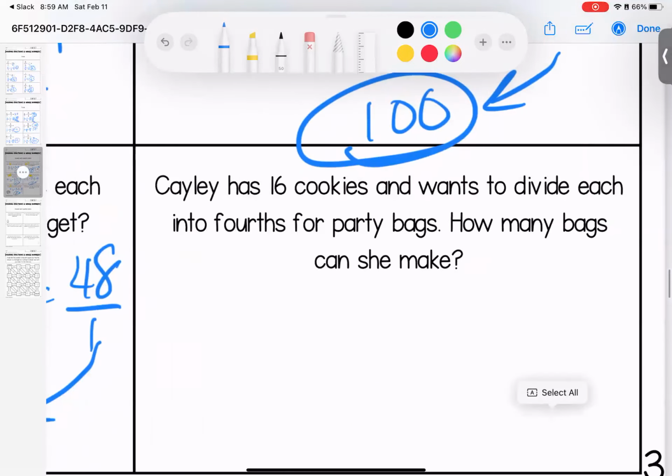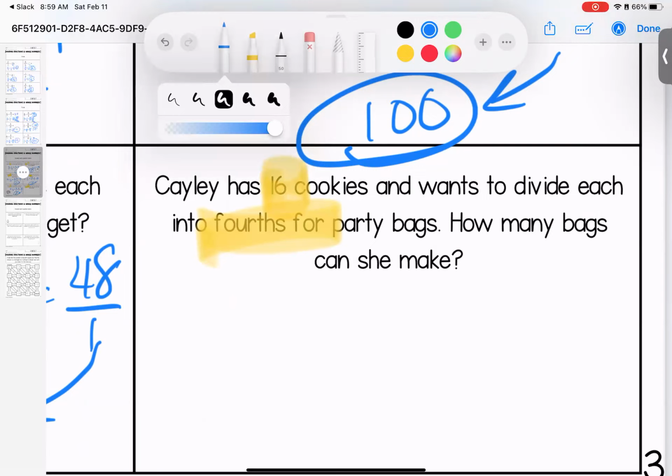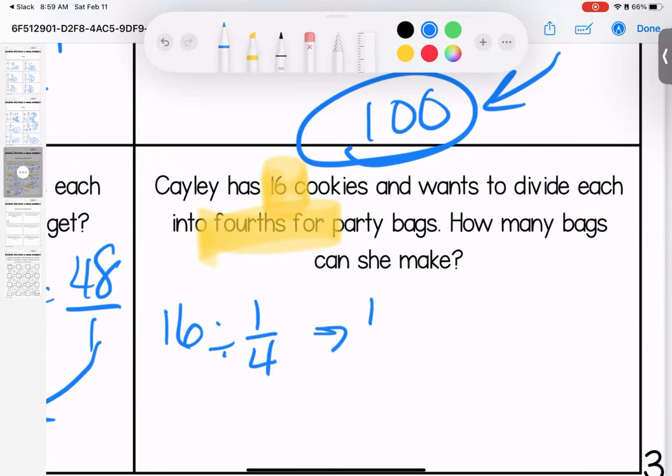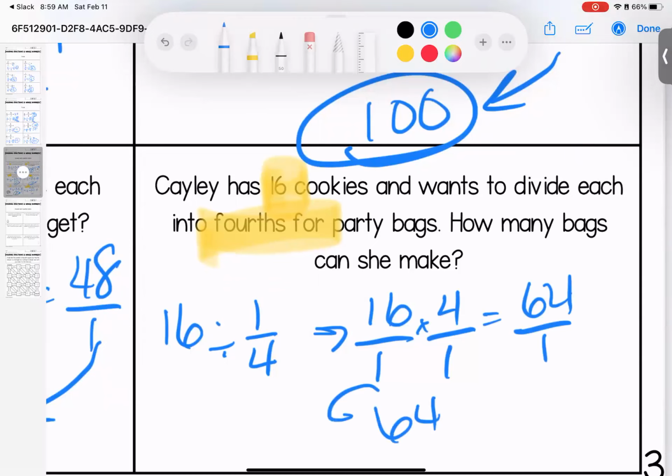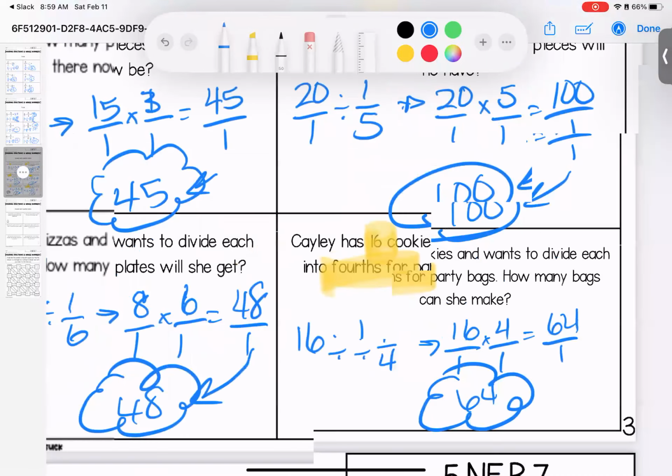Kaylee has 16 cookies and wants to divide each into fourths, and she wants to see what she has left for her party bags. So 16 divided into fourths becomes 16 divided into fourths. So for this one, when we do our 16 times 4, we end up with 64 over 1, which means she has 64 for her party bags.